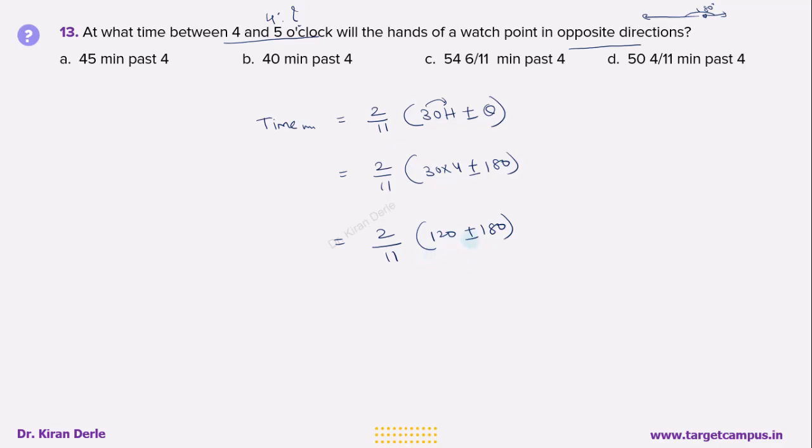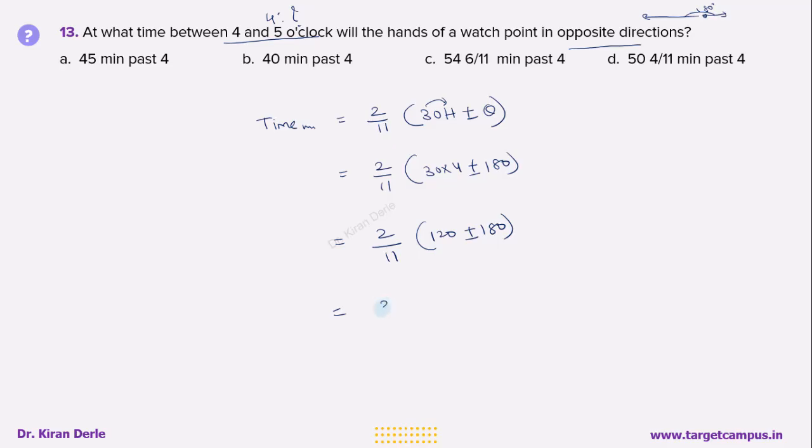In some cases there are two possibilities. There can be two time instances where the angle can be made, but here if you consider the minus sign, it will be 120 minus 180. So the answer will be negative, and the time will be before 4 in that case. We want between 4 and 5, so we want after 4 but before 5, right? So the minus sign will not be acceptable here because the value will be negative.